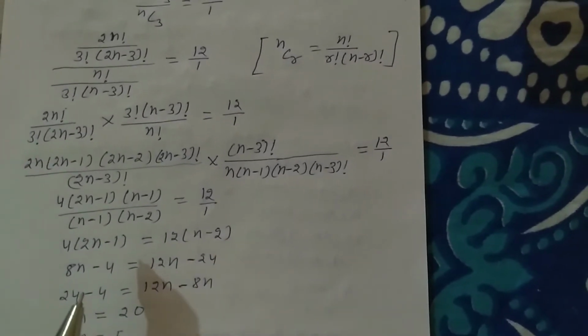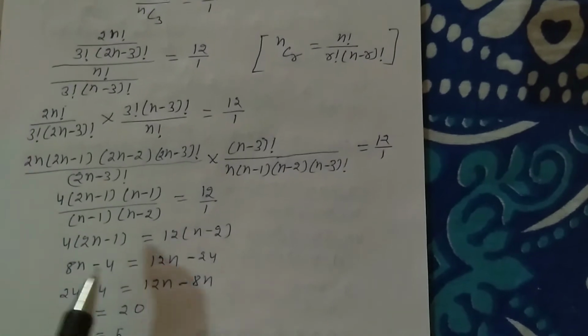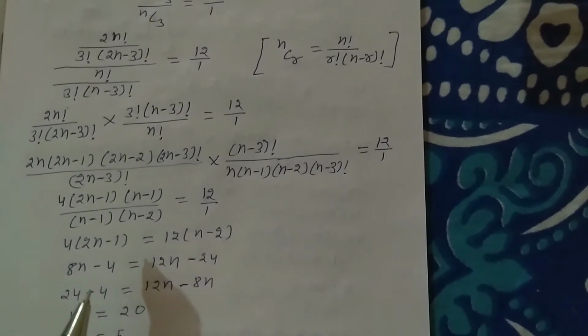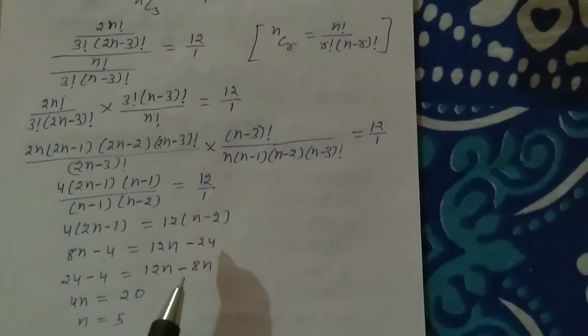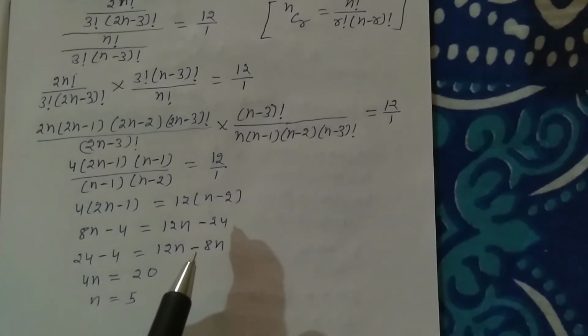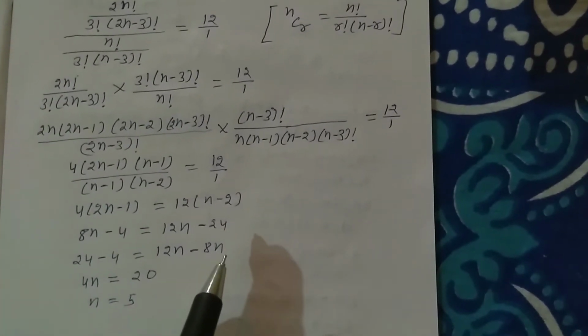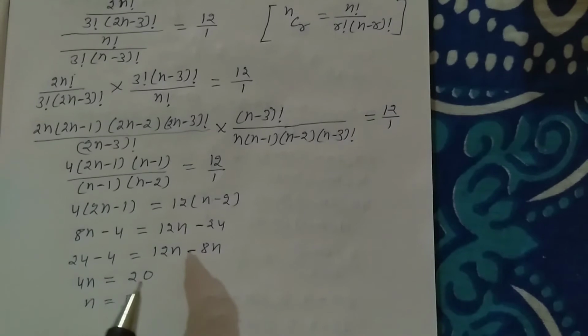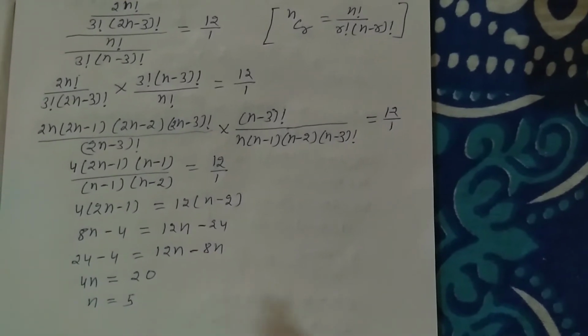So take this term to this side and 8n to this side. So 24 minus 4 is equal to 12n minus 8n. So 4n is equal to 20. So n is equal to 5.